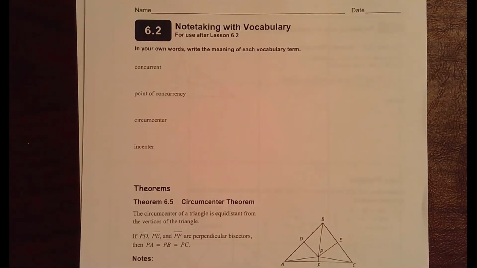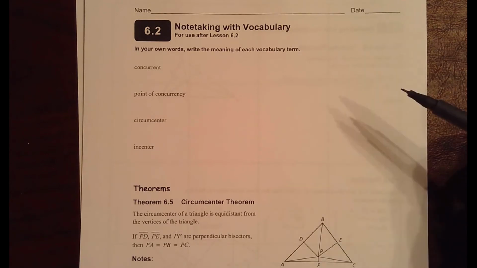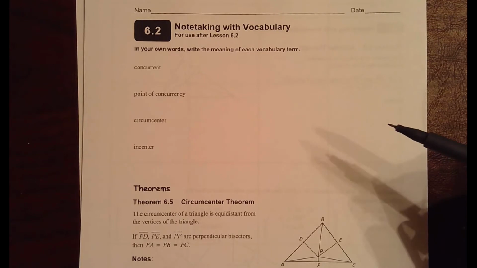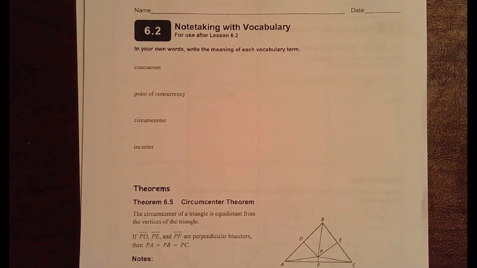Hey, geometry students, I am going to go through lesson 6.2, which is on page 171 of your student journals. All right, so in lesson 6.2, there are some vocab words that we need to walk through.